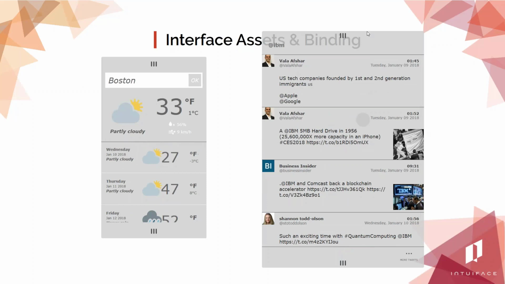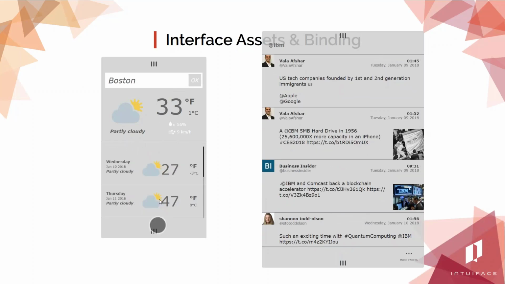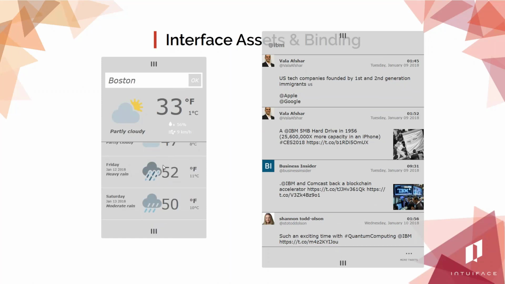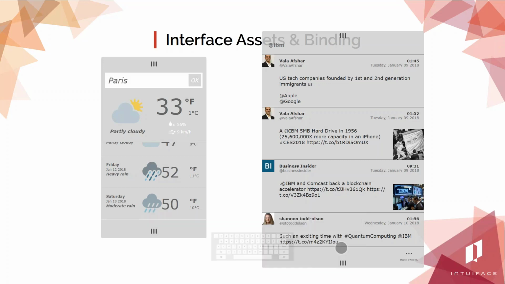It's interactive. I'm scrolling through the Twitter feed from IBM. I'm scrolling through the forecast here in the weather visual. I can use an on-screen keyboard. So for Boston, I can change this to Paris. And now apparently Paris is colder than London, but warmer than Boston.